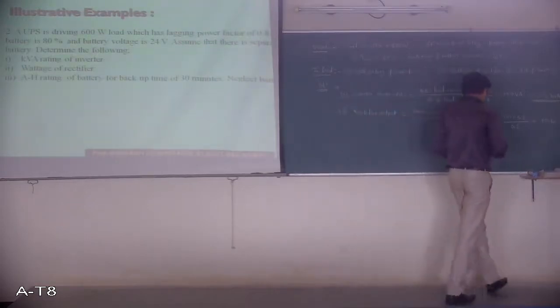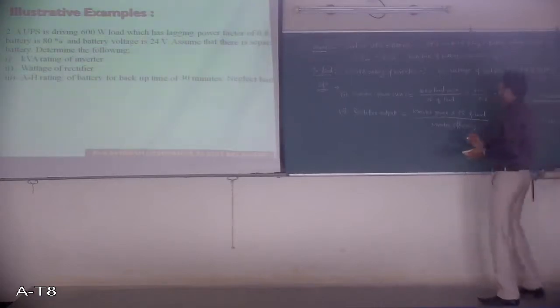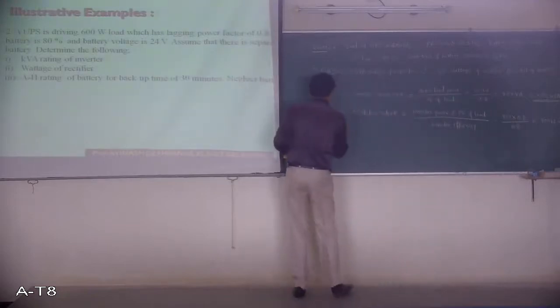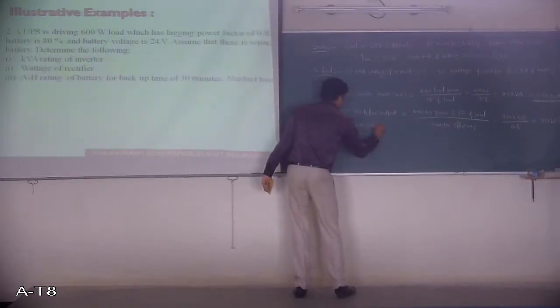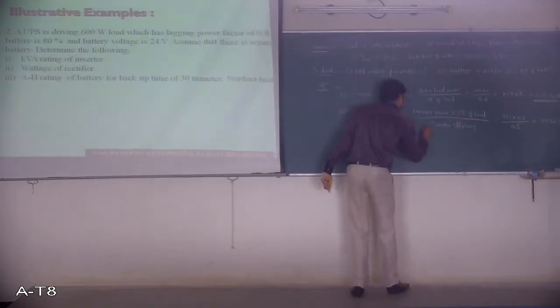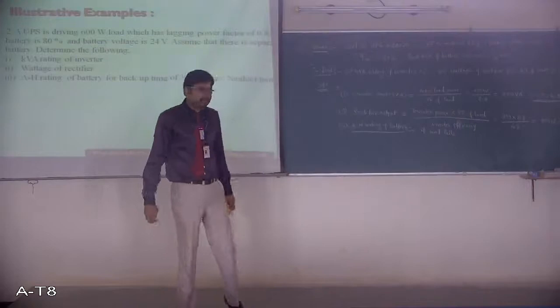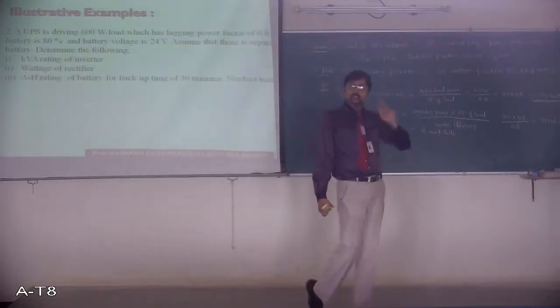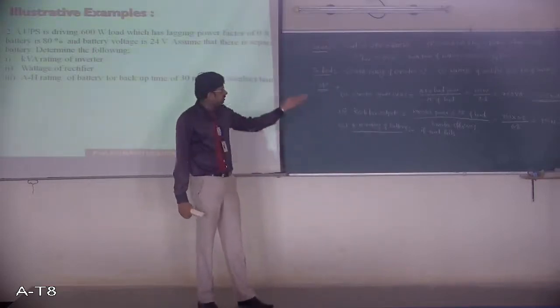Okay, now the last one is to calculate the ampere hour rating of the battery. See, a battery comes into the picture only when the grid fails. And naturally it is supplying the same power which was earlier supplied by the grid in the presence of grid. So how much it was supplying is 600 watts that I know, or 750 volt ampere that I know already.